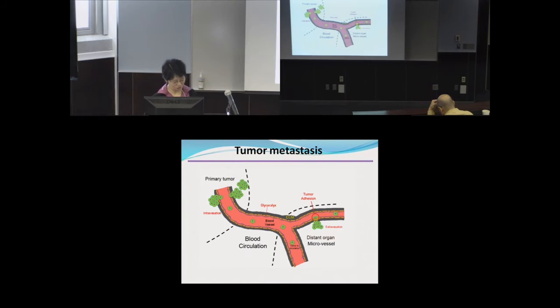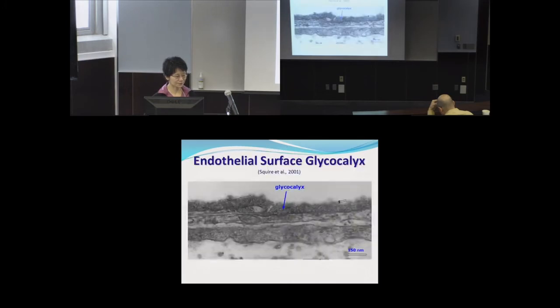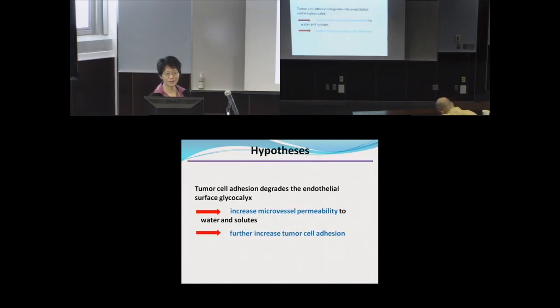That means we have to do some kind of degradation. So here's the surface glycocalyx. This is a tumor cell. They have to go over this layer. So based on this kind of thinking, we propose the hypothesis. We hypothesize that tumor cell adhesion can degrade the endothelial surface glycocalyx, which can increase microvessel permeability to water and solids, and can also further increase tumor cell adhesion.